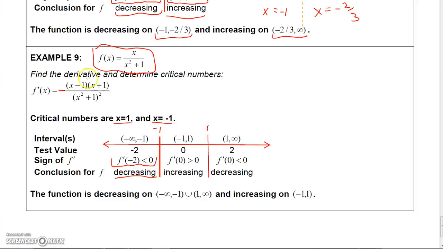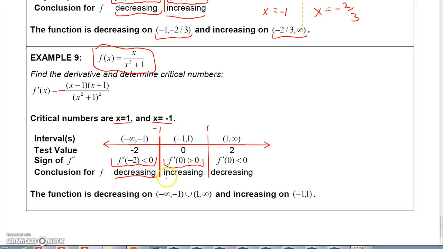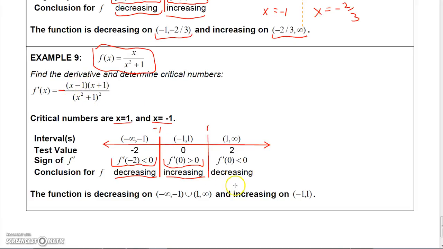If I plug 0 in, well, the top's going to be negative times positive, which is going to give me negative, and then I'm going to have a negative here, so negative times negative is positive, and of course the denominator is positive. So the derivative is positive at 0, so in this interval the derivative is positive, which means the function is increasing. And then here, if I plug 2 in, I'm actually going to get a negative. You can verify that yourself.